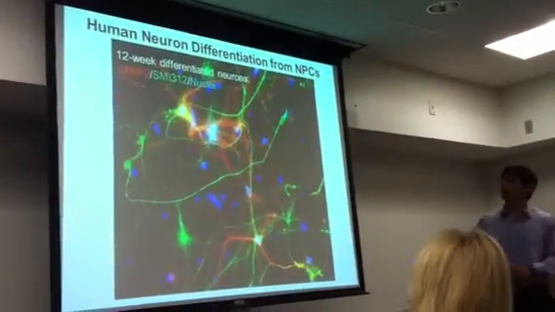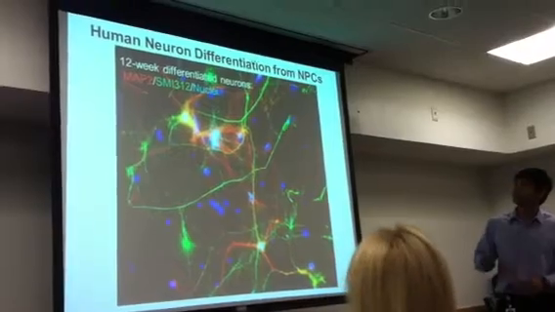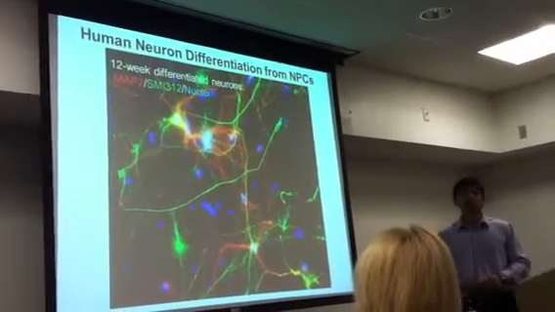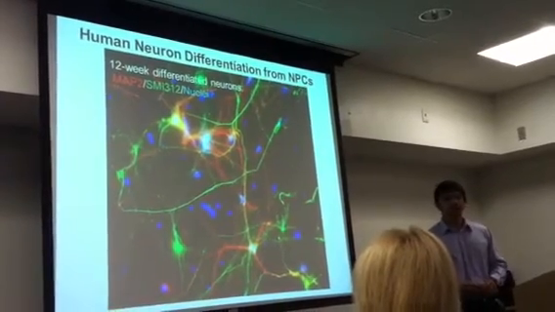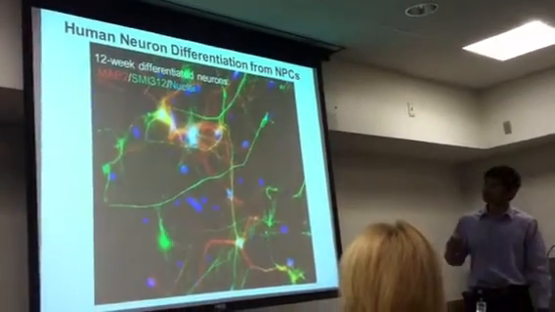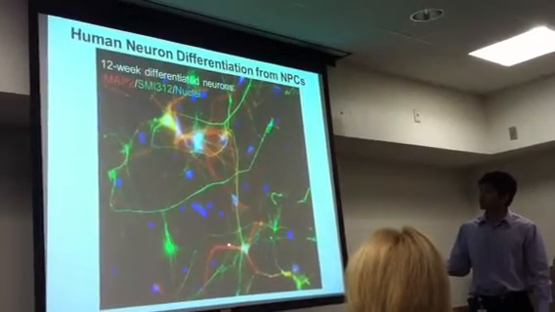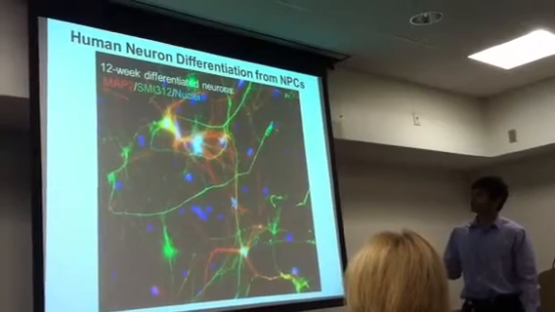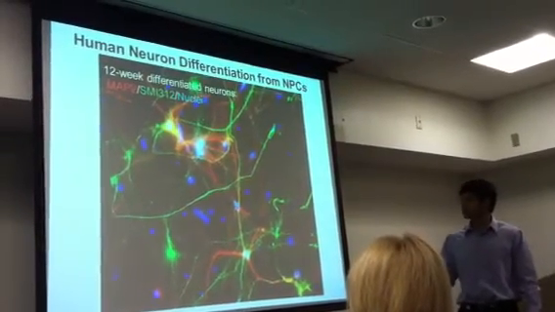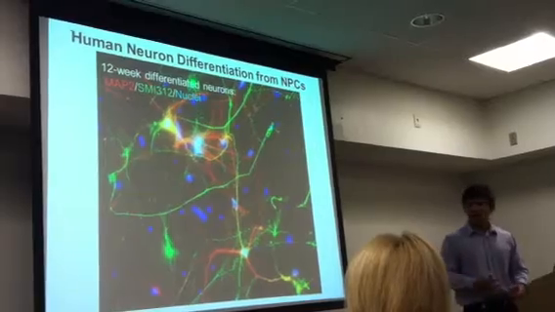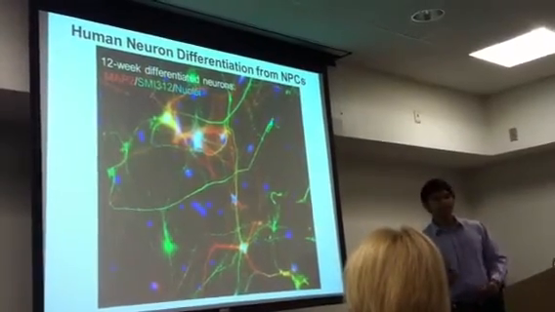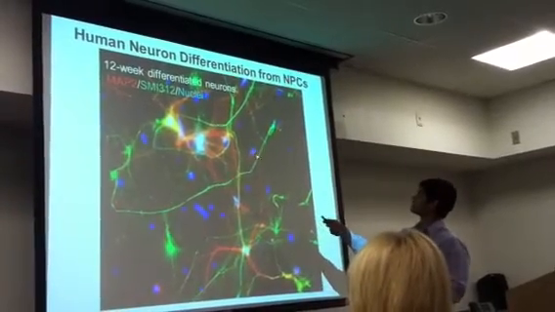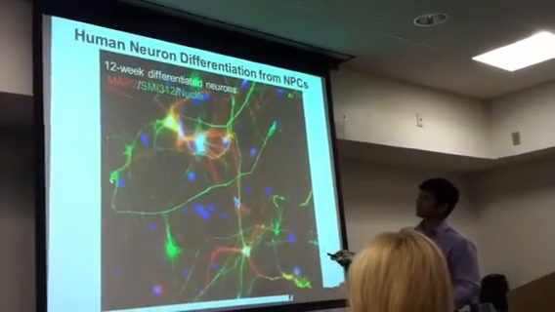Here, I have differentiated NPCs that are stained with pan-neuronal markers, which are just general markers. I used MAP2, which is the dendritic marker, and SMI, which is axonal. The blue dots that you see are just the nuclei. But as you can see in this image, it's very complicated, and there are a lot of neurons, and we can't really tell whether this axon is for that nucleus or whether it's for that nucleus.